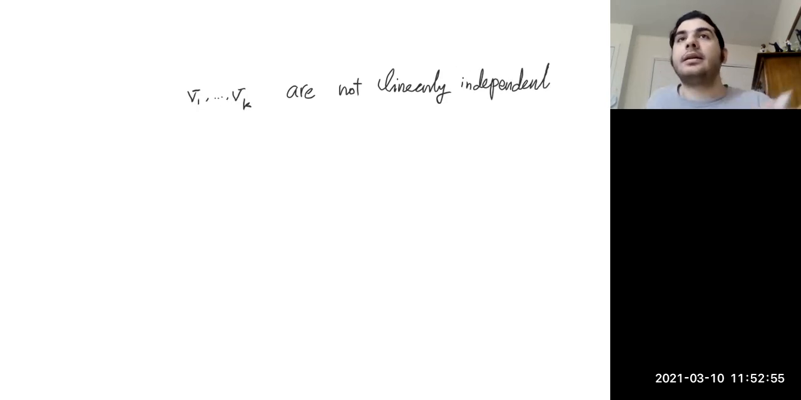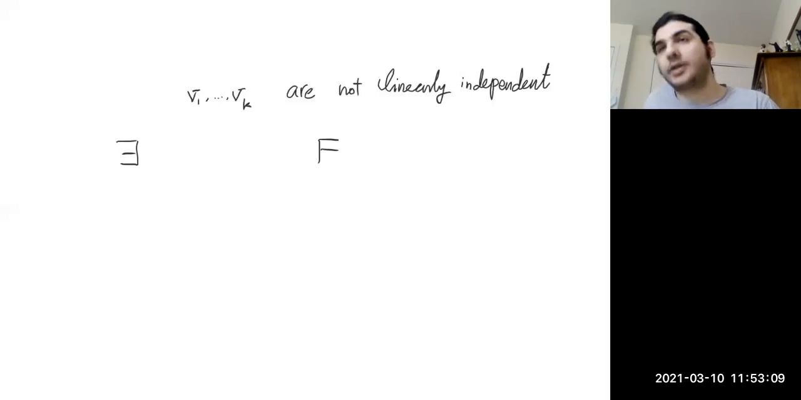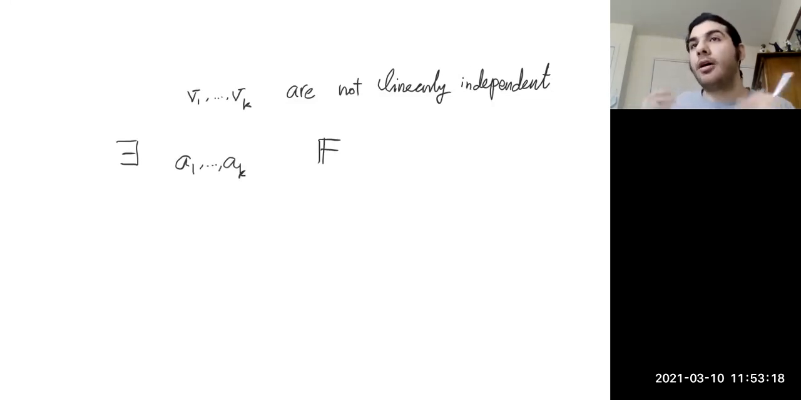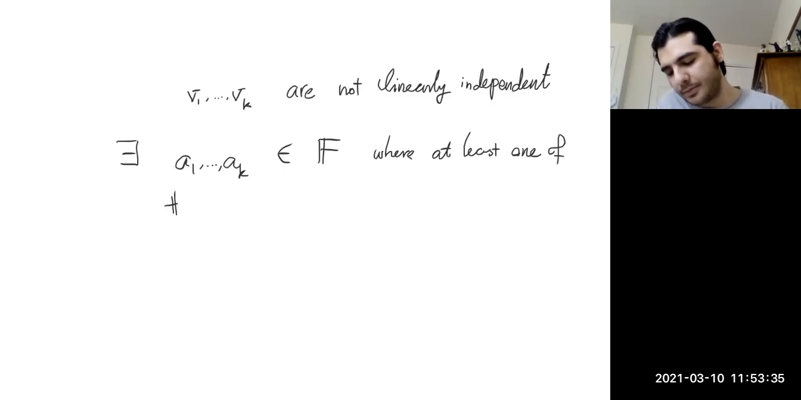When they are not linearly independent, it means there is a linear relation between them. It means there are elements in the field, whatever the field is. I show the field here with F. The field might be R, might be C, it might be other fields. It means there are elements in the field a1 up to ak, which it's not true that all of them are 0. So some of them are non-zero, or at least one of them is non-zero.